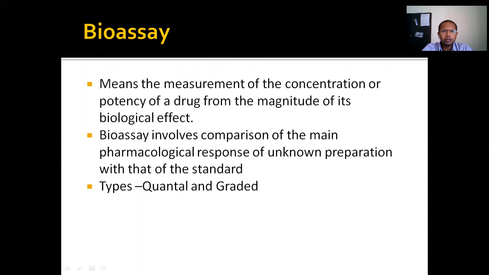Bioassay is the means for measurement of the concentration or potency of a drug from the magnitude of its biological effect. That means how much response is produced, that much is the magnitude of the response. Bioassay involves comparison of the pharmacological responses of unknown preparations with that of a standard.